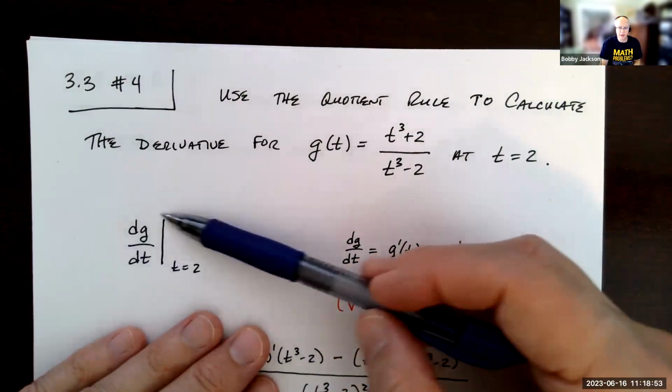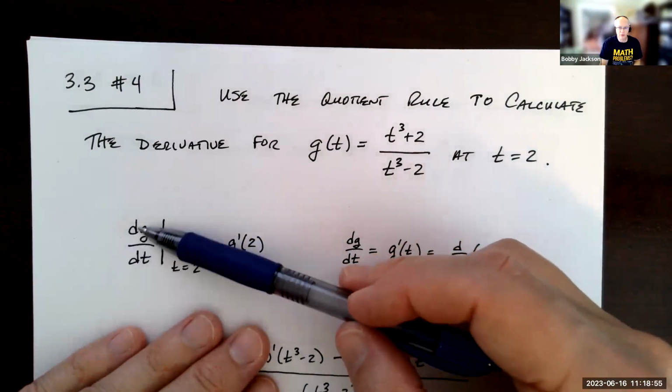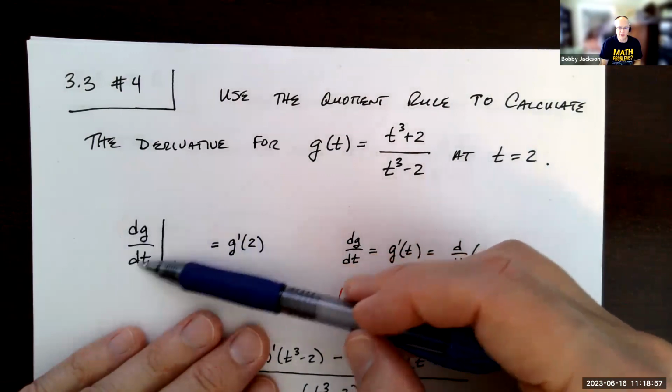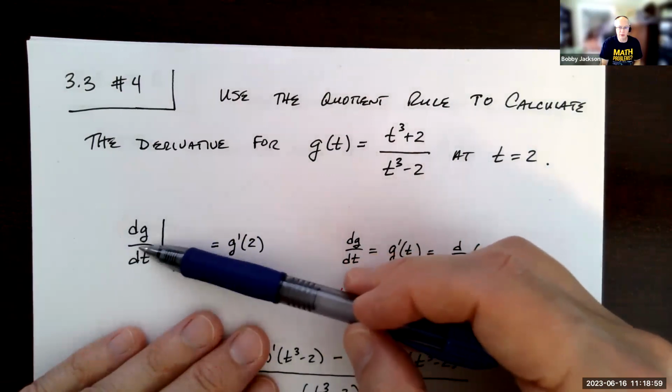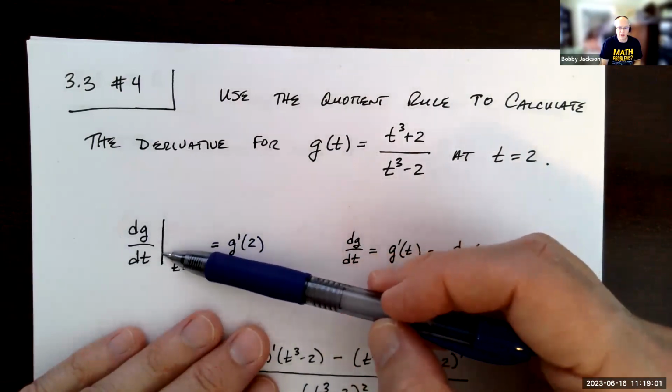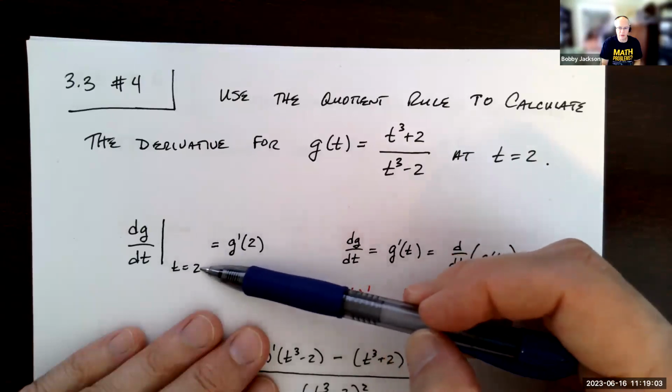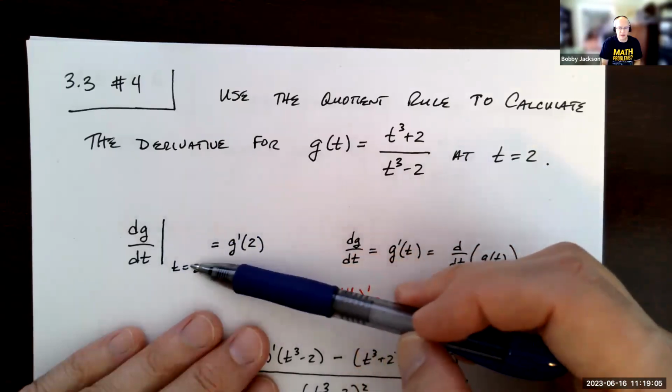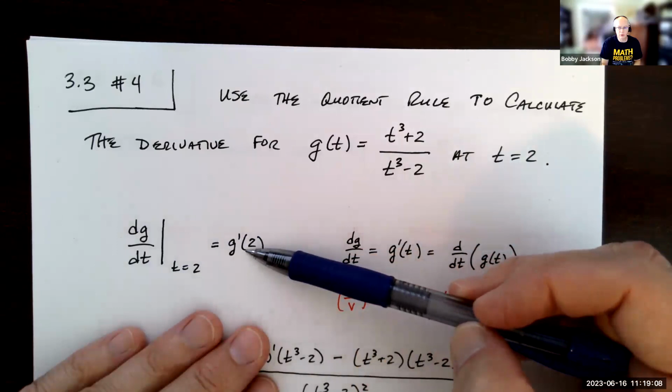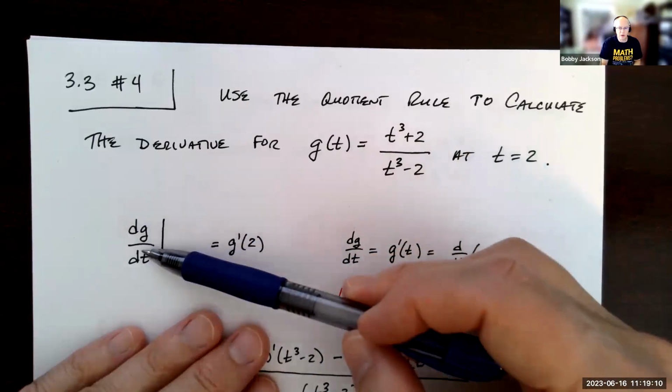understand what this means. This is really evaluating what is dg/dt. That's the Leibniz notation for the derivative of g with respect to t. This vertical bar means evaluated at t equal 2. This is basically the same thing as saying g prime of 2. Okay, so we have the prime notation, we have the Leibniz notation.